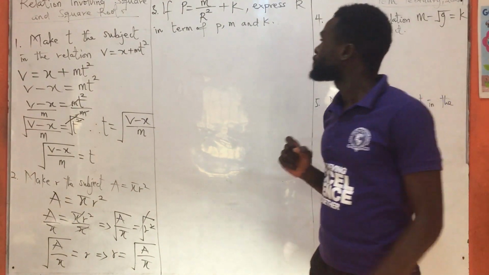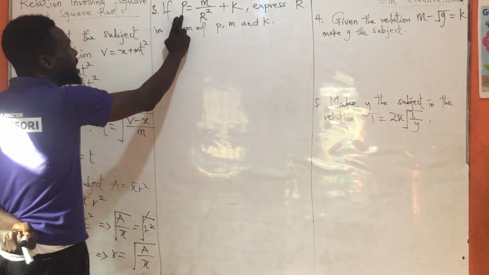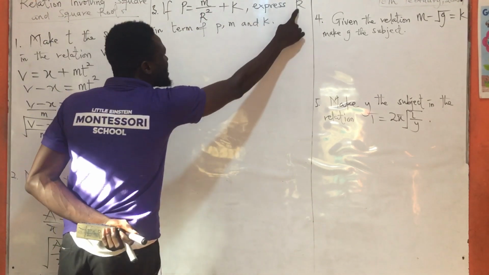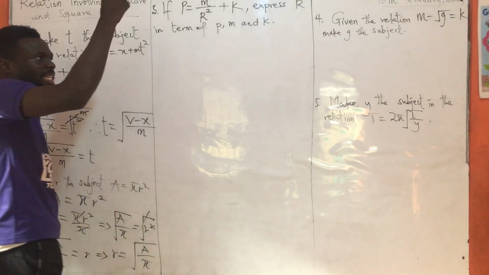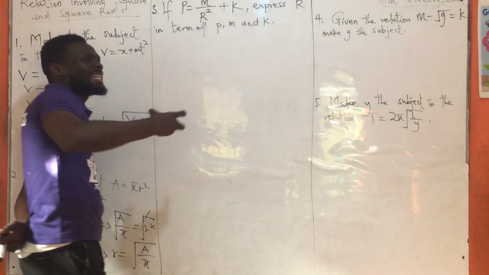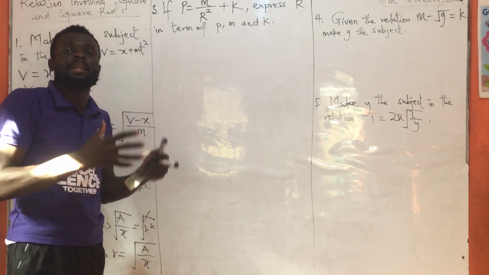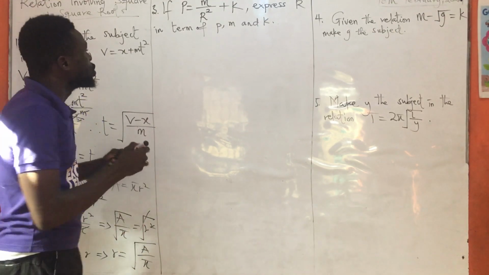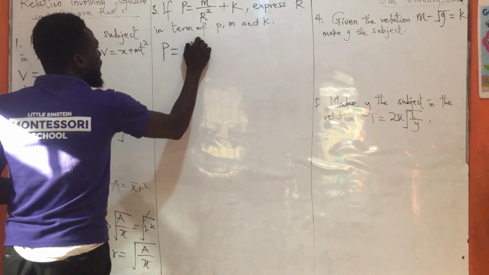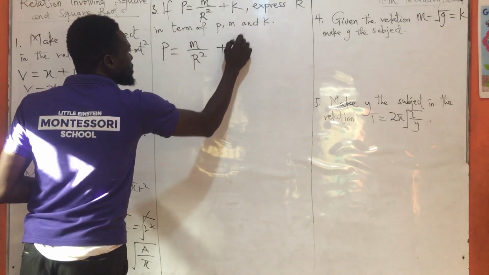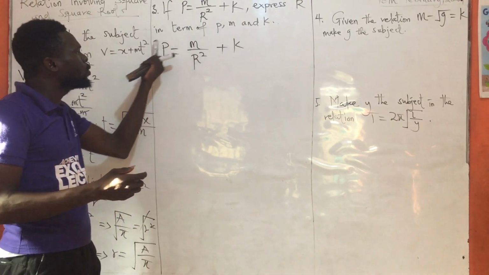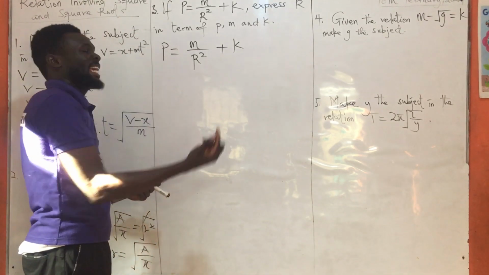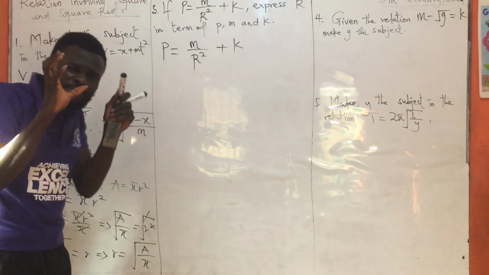Let's look at number 3. The number 3 says, if p is equal to m over r squared plus k, express r in terms of p, m, and k. Now, we also said that another way of saying make a variable the subject is express that variable in terms of other variables. So I have p is equal to m over r squared plus k. Now, this would look like a relation involving fraction. Though it has a square, it involves fraction. So what is the first thing I am to do?